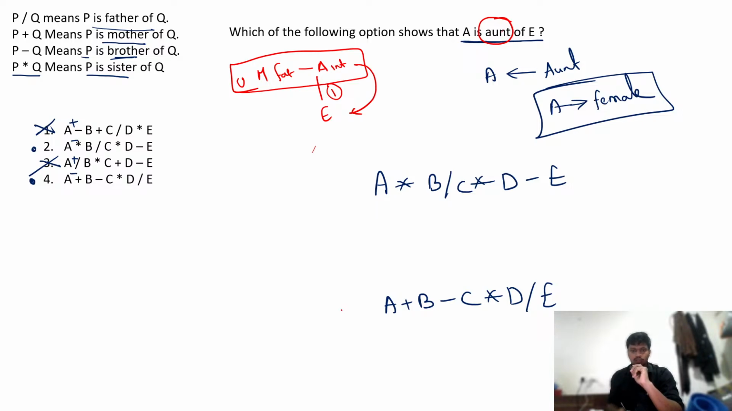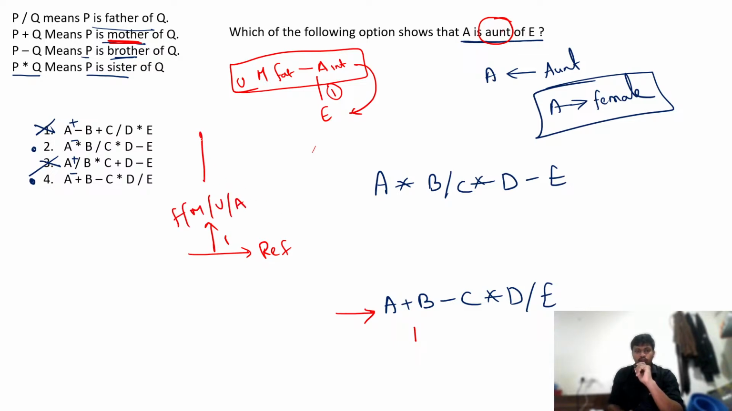For example, let's go to option D. Anyway, this is the wrong answer, so I am going to solve option D first. A plus B means A is mother. Mother means you are going to have 1 generation gap. Guys, remember, assume you are the reference point. If you go 1 generation up, you will get your father, mother, uncle, aunt, all these people. If you go 2 generations up, you will get grandfather, grandmother. From you it is 2 generations. If you go 1 generation down, you will get your son, daughter, like that. If you go 2 generations down, you will get your grandson and granddaughter.